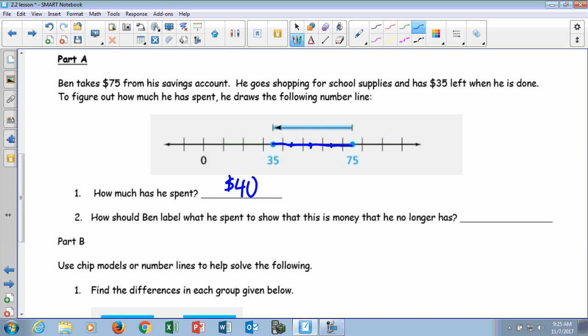He spent 40 bucks. So now it says, how should Ben label what he spent to show that this is money that he no longer has? If I label this graph up here, here's your minus 40. How can I put this scenario into a number sentence? So he's left with $35. 75 minus 40 equals 35, because again, we started here and we took away 40 to get to there.